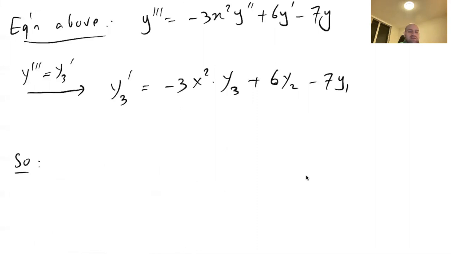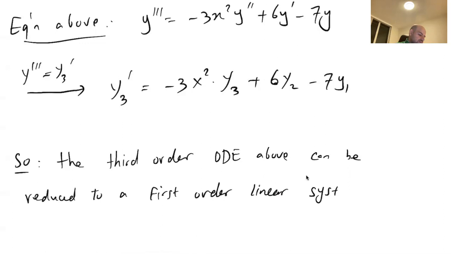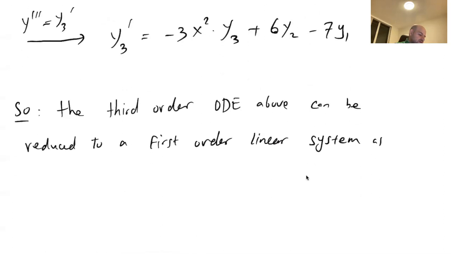So we can say that the equation above can be written as, or is equivalent with, the following system. The third order ODE above can be reduced to a first order linear system as follows.